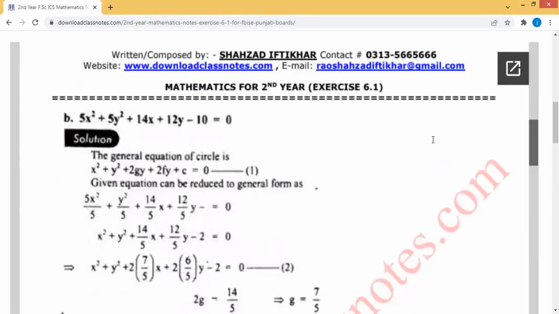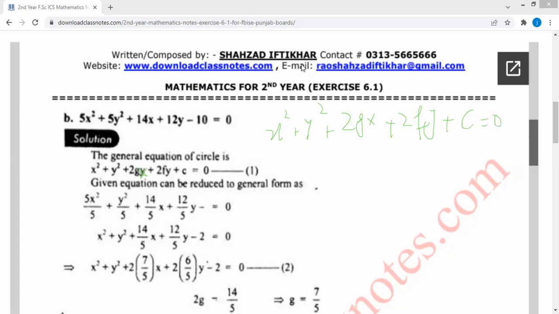Same in this case. A little correction: this is not x, this is 2gx, and this is not y, it is 2fy. So the general equation is again x square plus y square plus 2gx plus 2fy plus c equals 0.